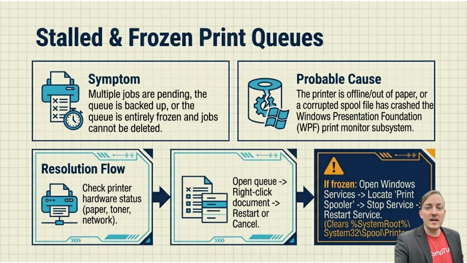Another common pipeline issue is stalled and frozen print queues. Multiple jobs are pending, the queue is backed up, or it's entirely frozen and jobs cannot be deleted. The printer might be offline or out of paper, or a corrupted spool file has crashed the Windows Presentation Foundation print monitor subsystem. First, check the printer hardware status. If the queue is stuck, open the queue, right-click the document, and hit Restart or Cancel. If it is completely frozen, open Windows Services, locate the print spooler, stop the service, and restart it. This clears the system spool directory.